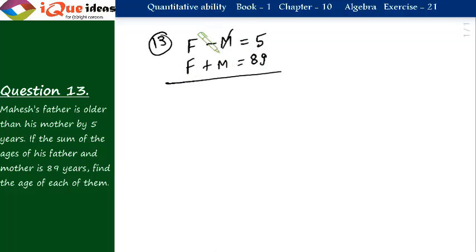Now, if you add, M and M get cancelled, F and F is 2F, is 5 plus 89, that is 94. F is equal to 47. So, the father's age is 47 years and the mother's age is, if you subtract 5 from it, it will be 42 years.